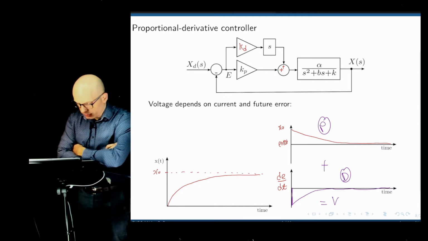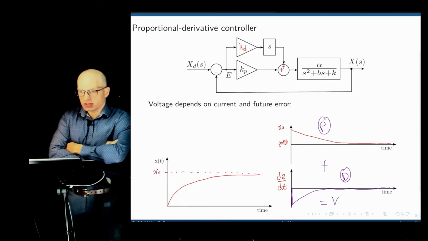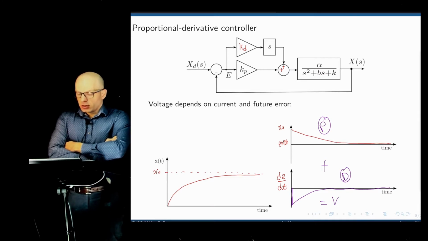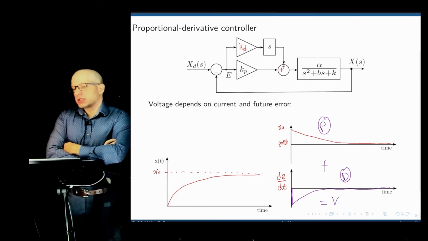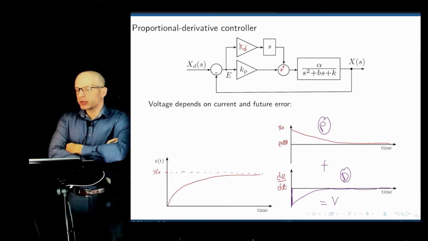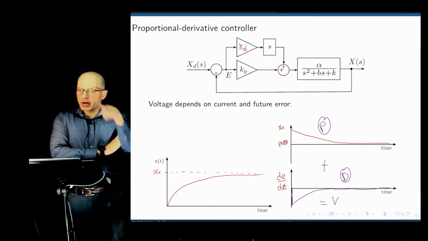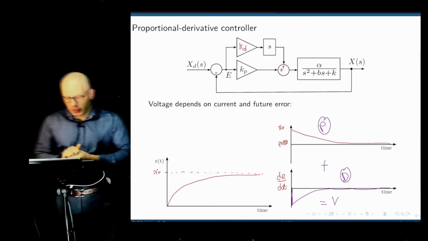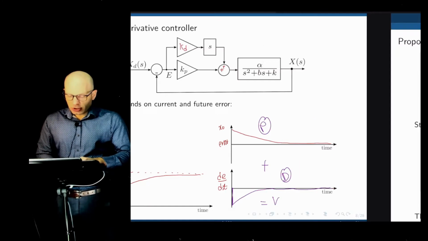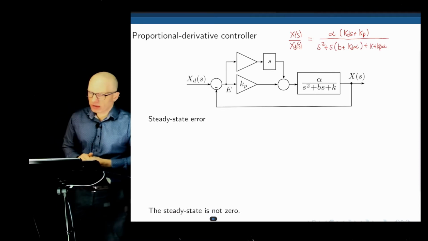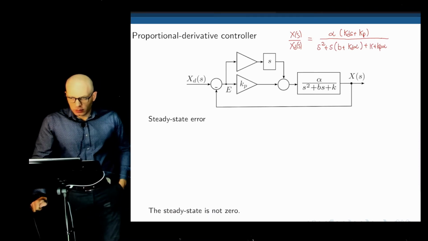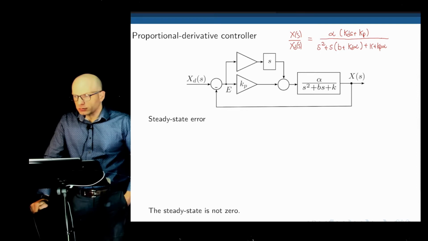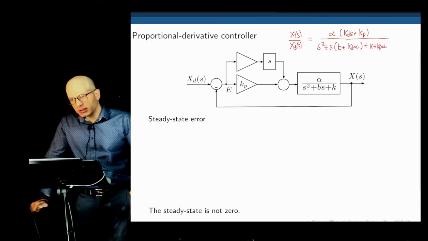The derivative gain does nothing in a steady state and does not help the system reduce a steady state error at all. It only operates during transients, during parts where the error is changing over time. Very good. Are there any other questions there? No, so let's see.